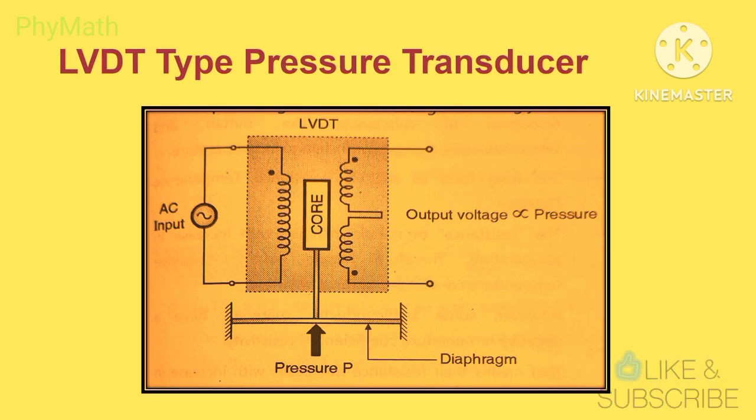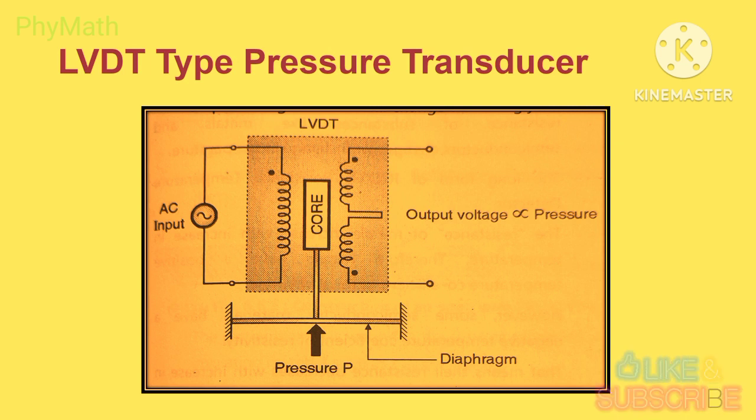Now let's see one application of LVDT, that is the LVDT type pressure transducer. Here, first the pressure is applied to the diaphragm. In this figure, the diaphragm is a primary transducer which will convert the pressure into displacement. When you apply the pressure to the diaphragm, there will be displacement of the core, and the displacement of the core totally depends on how much pressure you apply.